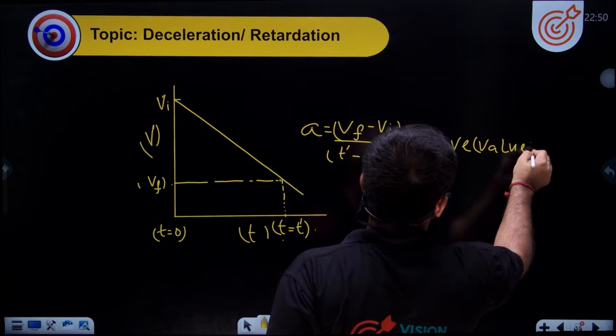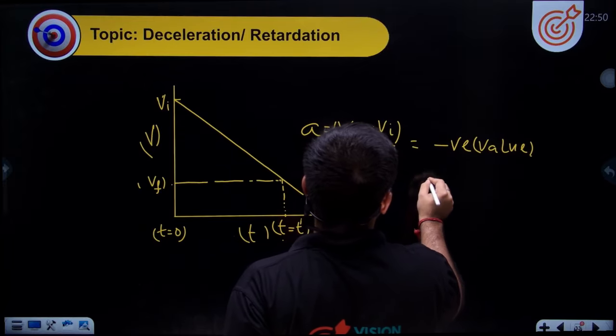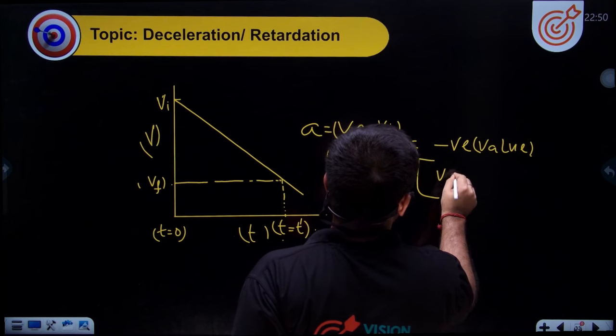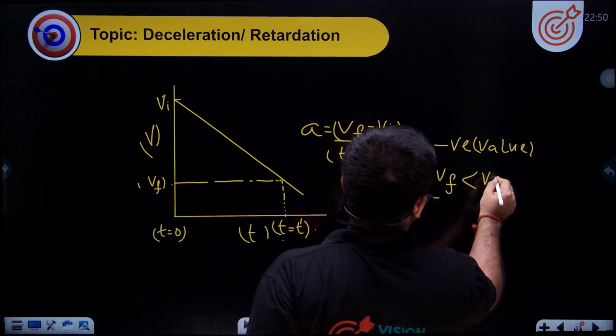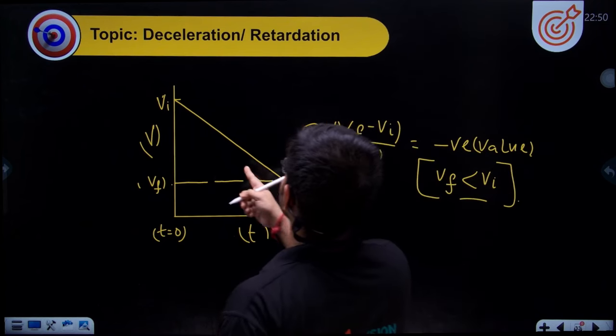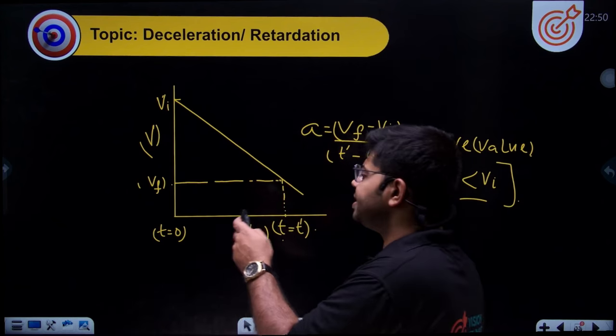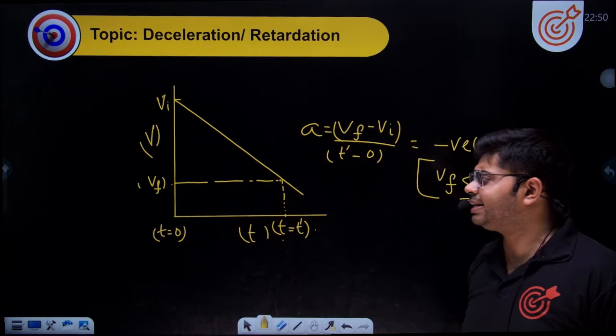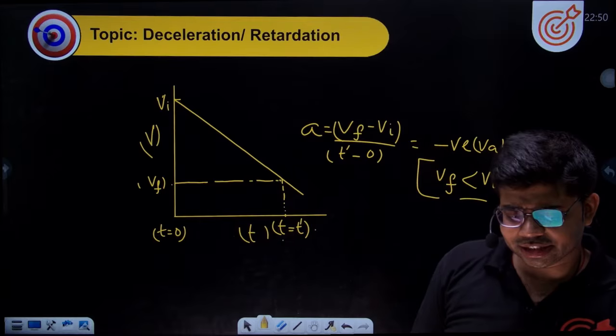Vf minus Vi is going to give you a negative value. Why? Because Vf is less than Vi. From the graph, it has a negative slope. This kind of acceleration we call retardation.